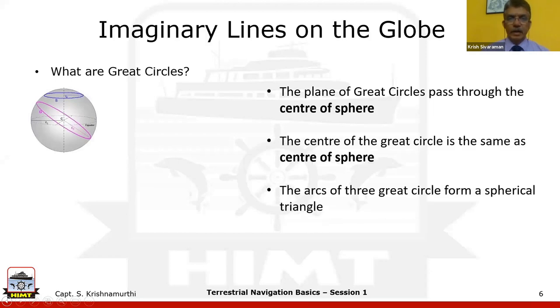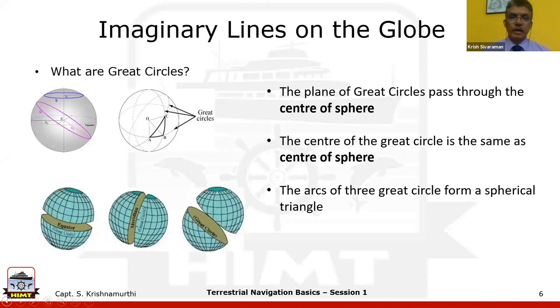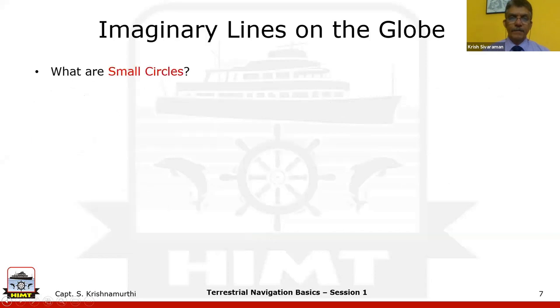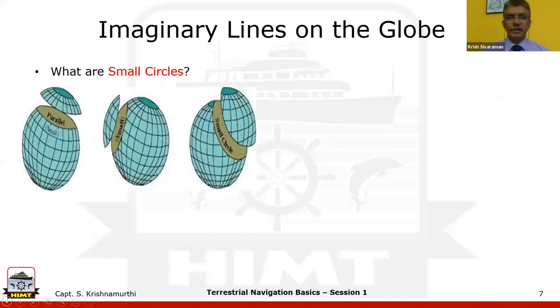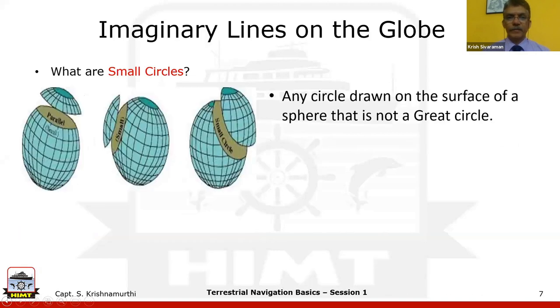Okay. And one feature, you would have done your spherical trigonometry in your nautical mathematics. When three arcs of great circles cut each other to form a triangle, you have what is known as a spherical triangle. And you will be solving problems and numericals based on this. Now, another thing that a great circle does, obviously, is that it divides a sphere into two equal halves. Agreed? Yes, sir. Okay. This should be fairly easy and straightforward. A small circle is anything that is not a great circle, isn't it? Yes, sir. As simple as that.